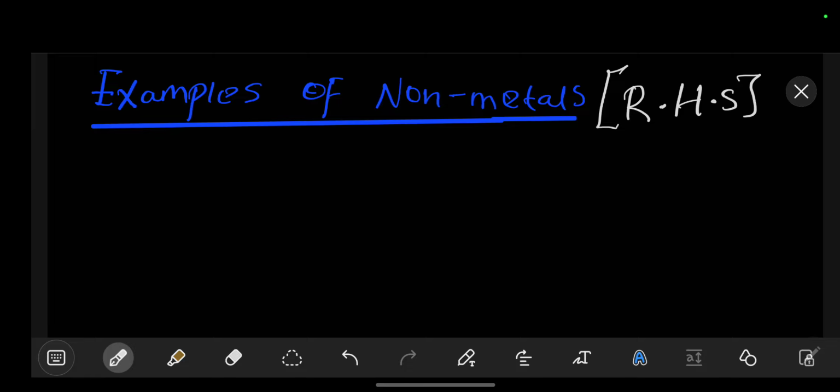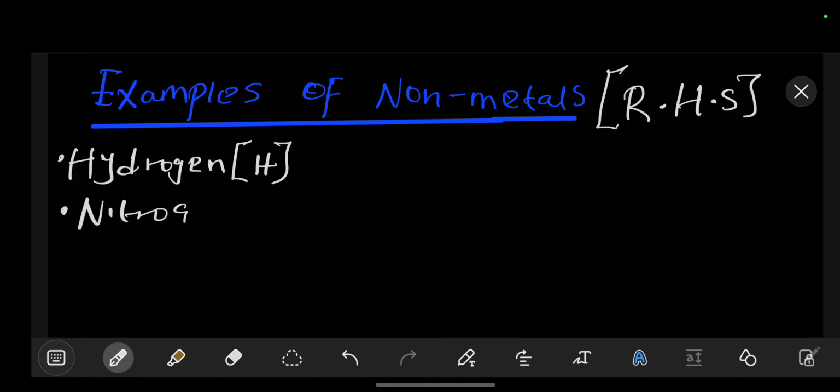The first example of a non-melter we're examining is hydrogen. Hydrogen is a non-melter, and the symbol is H. So please know both the names and the symbols, extremely important. Though hydrogen is a non-melter, it is found in group 1 on the periodic table. That's the group of melters. Another example of a non-melter that we have is nitrogen. The symbol is N.